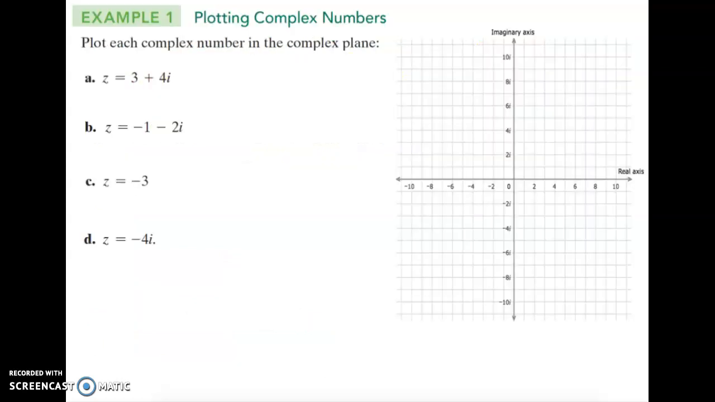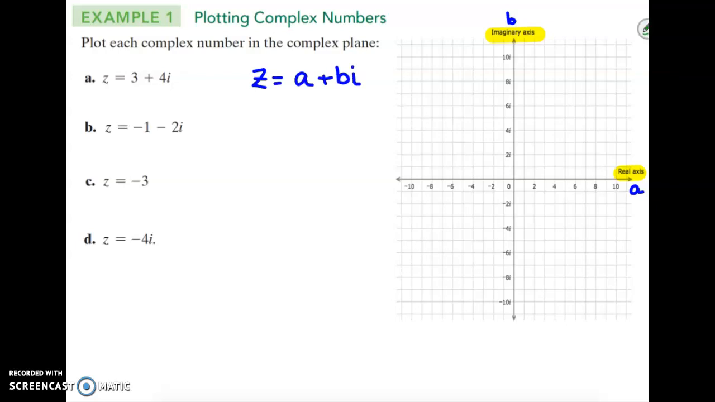So example 1. Plot each complex number in the complex plane. Remember, this is your real axis, so that's going to be your A value. And this will be your imaginary axis, which is going to be your B value. So example A, we have the complex number 3 plus 4i. A complex number is z equals a plus bi.